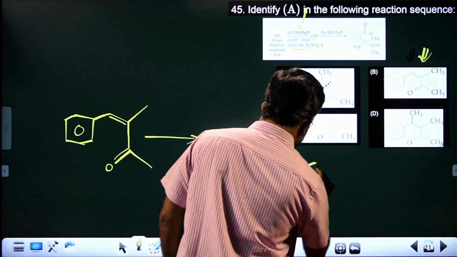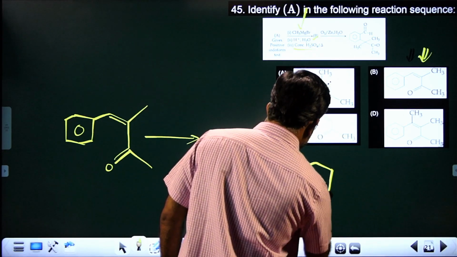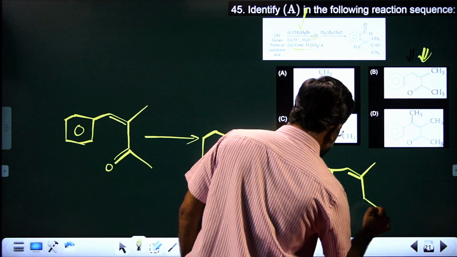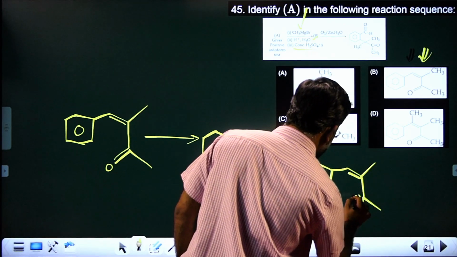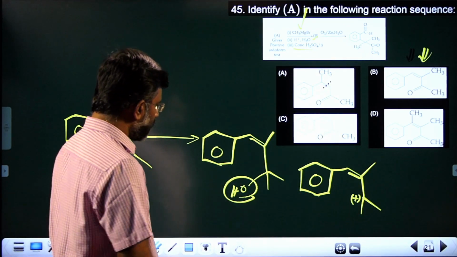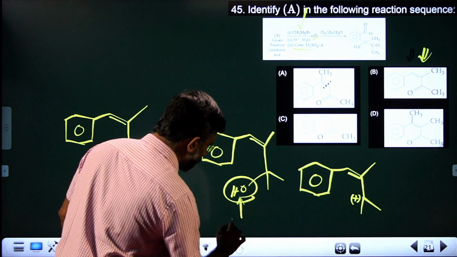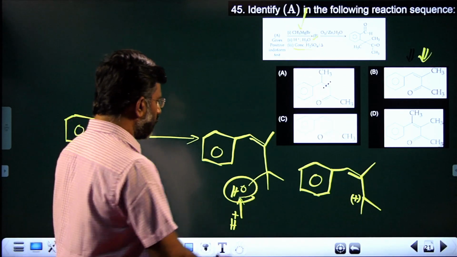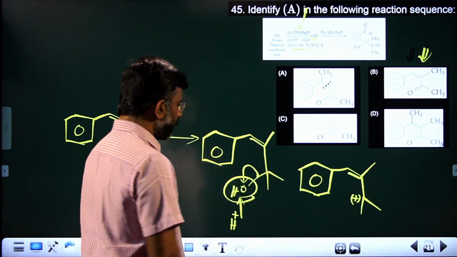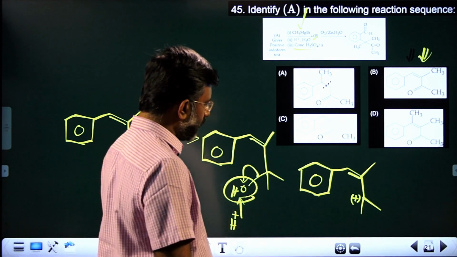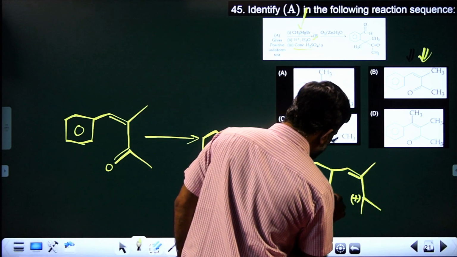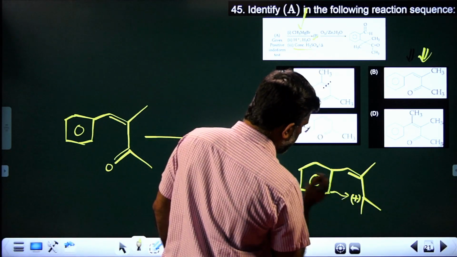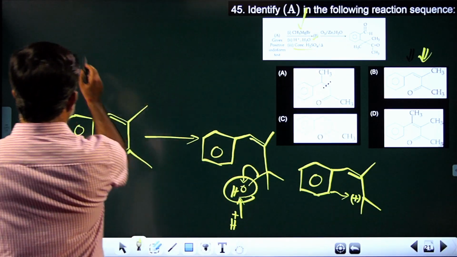So you're going to get a benzene ring with a carbocation. See, this OH gets protonated, and immediately it breaks off as a water molecule and you will get a carbocation like this. Now there is going to be electrophilic substitution. This part of the benzene ring will attack over there. You will get a molecule like this.